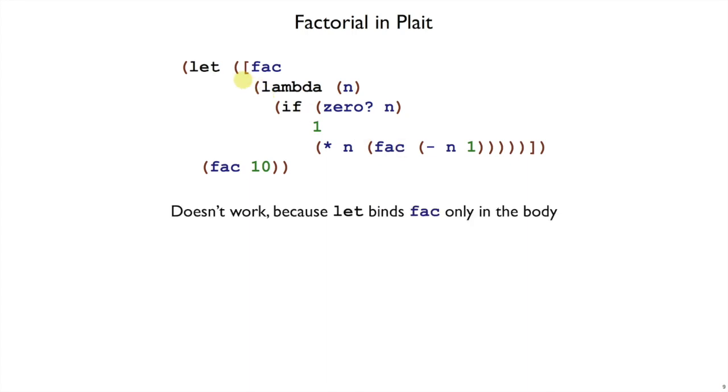Right? Let first evaluates the right-hand side, then binds the name fac, and then calls it. Or if you're thinking about the lambda expansion of this, then fac is the formal argument name to a lambda. We're passing this lambda as the actual argument, so we're not actually in the function yet here, and we can't see the fac. So that's the problem. If we could express the factorial function using just let, we would be done, but we need something like letrec instead.